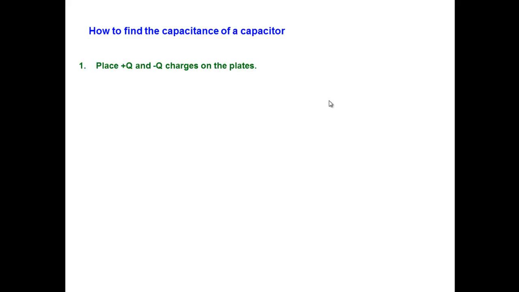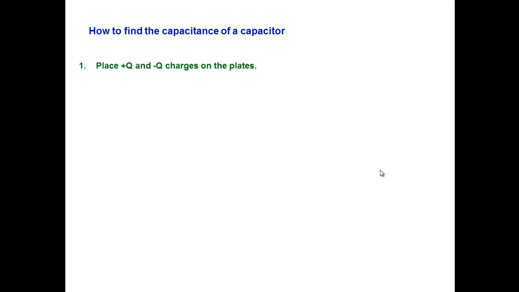We first take the geometry, because that has to be specified for us to do the calculation. We have two plates, and we place a plus Q charge on one plate and a minus Q charge on the other plate. Of course, we don't do this physically, we're doing it conceptually, so we can analyze the situation after the capacitor has been charged up.